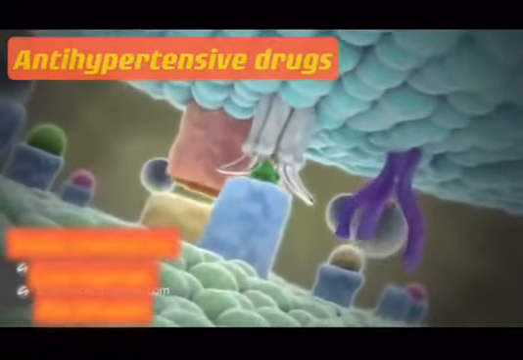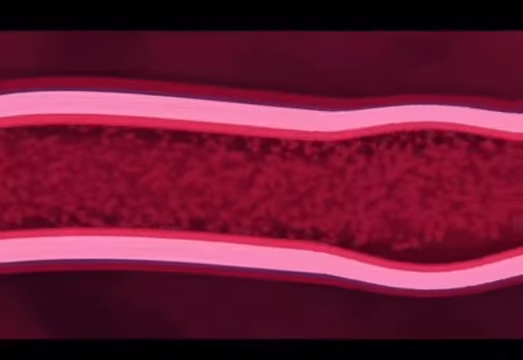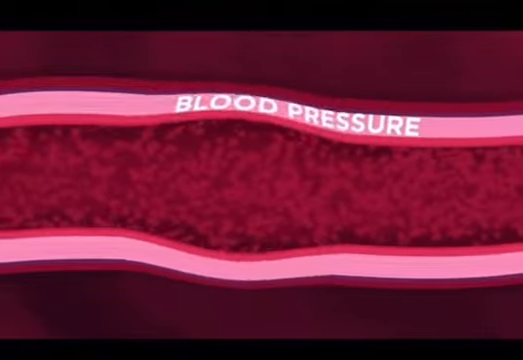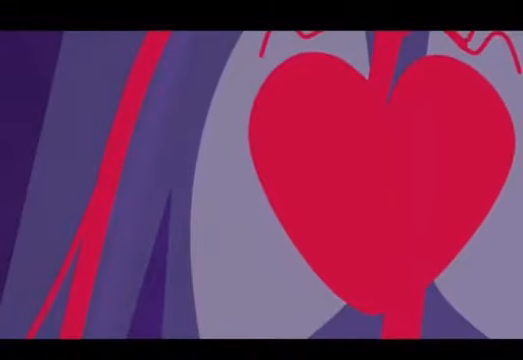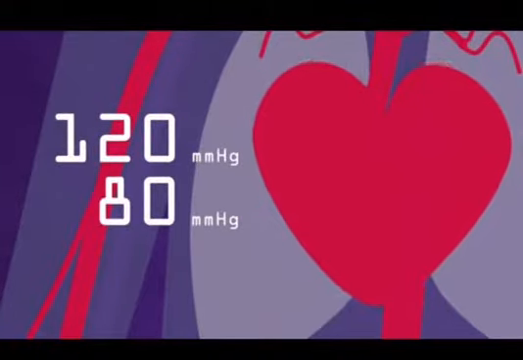In this video, we will talk about the antihypertensive drugs. High blood pressure is a common condition in which the force of blood in the wall of your artery is often too high. Factors that affect blood pressure are cardiac output, blood volume, resistance, and blood viscosity. Blood pressure can be measured with a sphygmomanometer.